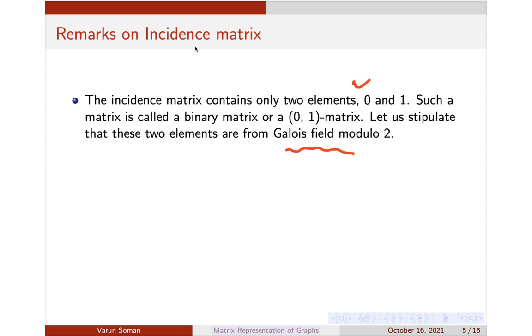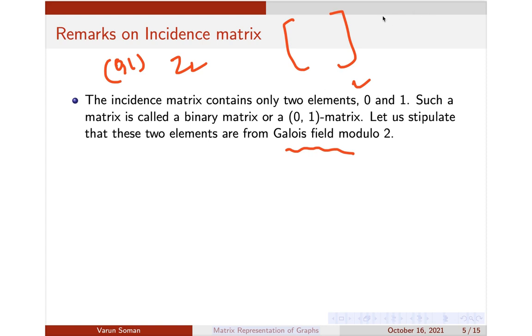Galois field is basically that your matrix contains scalars. Scalars usually come from a field. Usually it will be real numbers or complex numbers, but since our matrix contains only 0 and 1, we'll say that it comes from a field which contains just 0 and 1. Such a field is called Z2, or the Galois field modulo 2, which contains the operation of addition modulo 2.